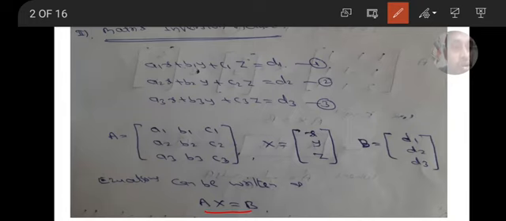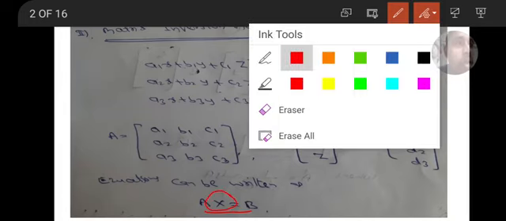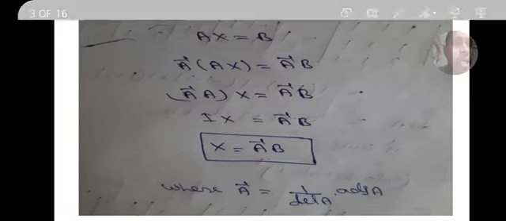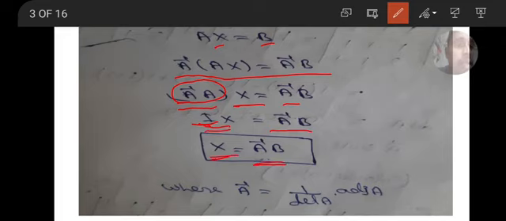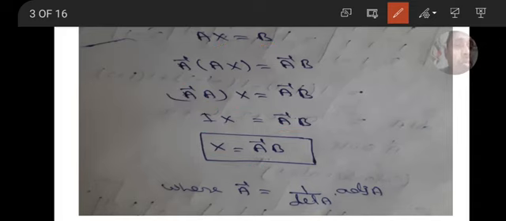Then from this we have to find the X value. So I will multiply AX equal to B on both sides with A inverse. By the associative property, A inverse into A times X equal to A inverse B. A inverse into A is the identity matrix by the inverse property. So I into X equal to A inverse into B. I into any matrix equals that matrix, so I into X equals X. Therefore X equal to A inverse B is the formula.